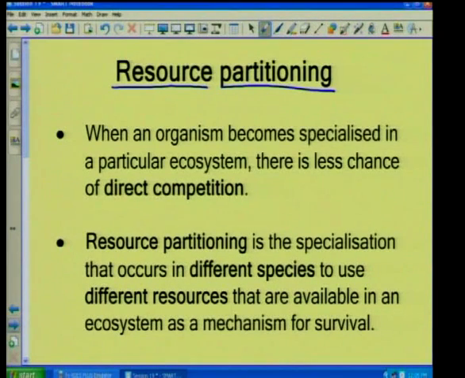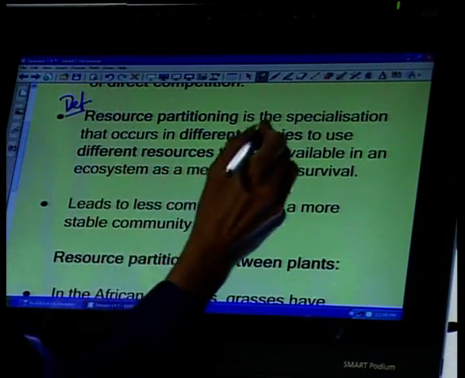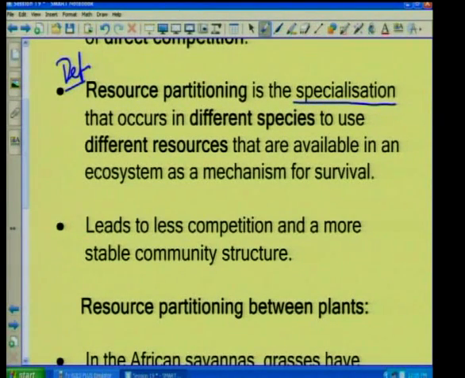So when an organism becomes specialized, in other words, it's very adapted to its environment, to that specific ecosystem, there's less chance of direct competition. Why? Because in specializing within that ecosystem, it's going to make sure that it has no competition. So there isn't going to be any direct competition, like, for example, between lions and leopards. You're going to take away that competition, so one of them is going to lose out. With resource competition, resource partitioning, and this is your definition here, is the specialization that occurs in different species to use different resources that are available in an ecosystem as a mechanism for survival.